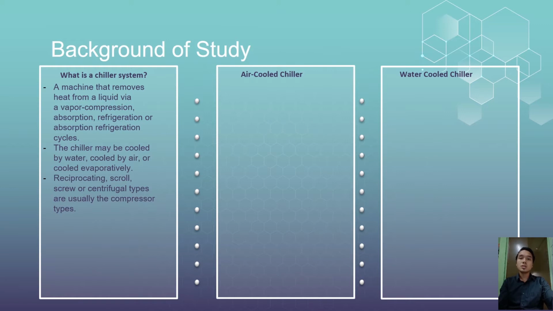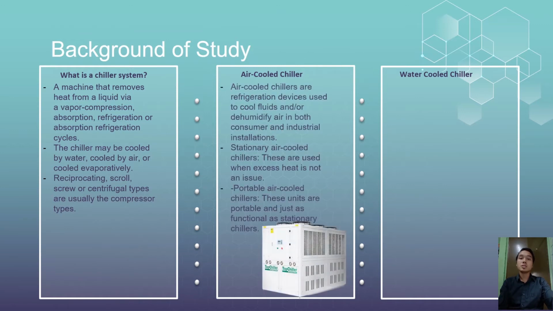So in conclusion, heat transfer from the internal atmosphere to an external environment is supported by a chiller. This heat transfer device depends on the refrigerant's physical condition as it circulates through the chiller. A chiller will definitely act as the heart of every central HVAC machine. Air-cooled chillers are refrigeration devices used to cool fluids or dehumidify air in both consumer and industrial installations. There are two types, stationary and portable air-cooled chillers.